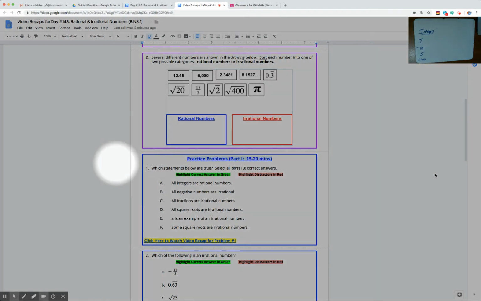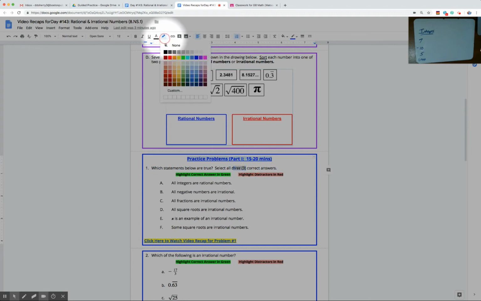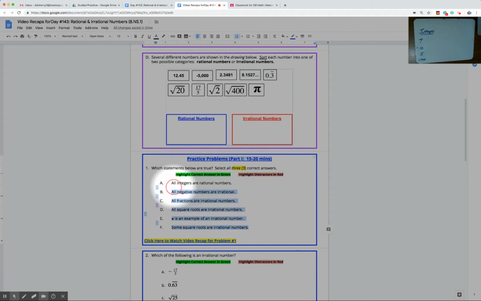Practice problem number 1 asks us which statements below are true, and we're told that we're going to need to select 3 correct answers. So as you're reading carefully, this 3 correct answers becomes an important piece. So I know at the end of the day I'm going to need to find 3 correct with 6 choices. There's actually going to be 3 right and 3 of them are wrong.